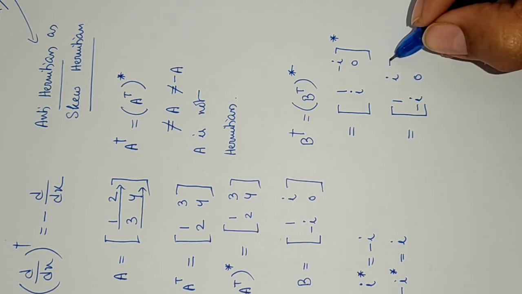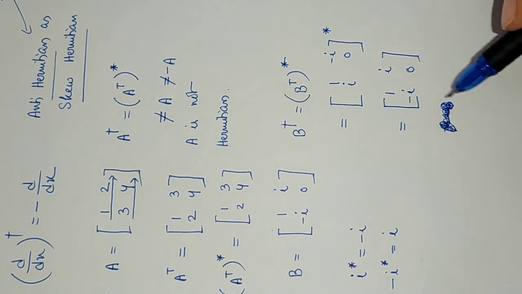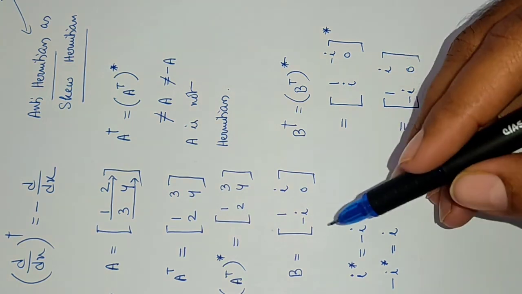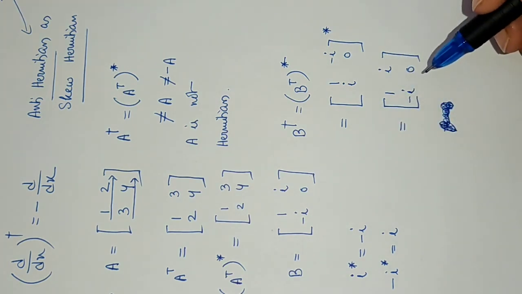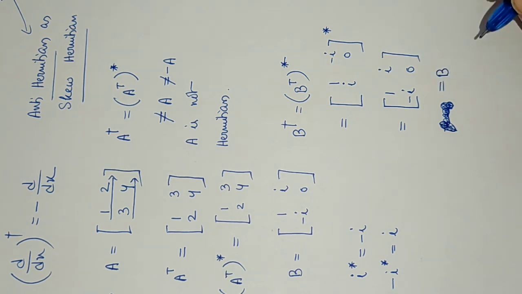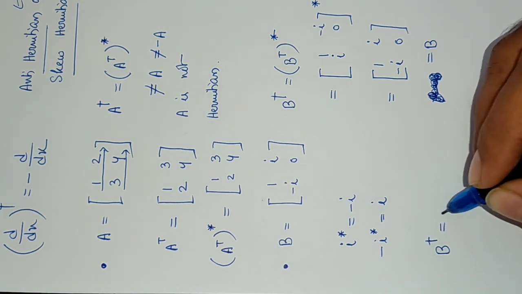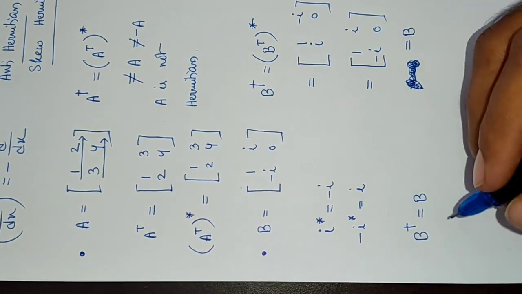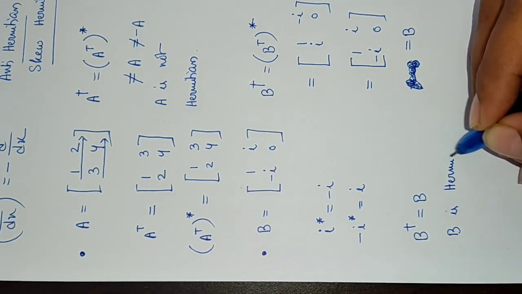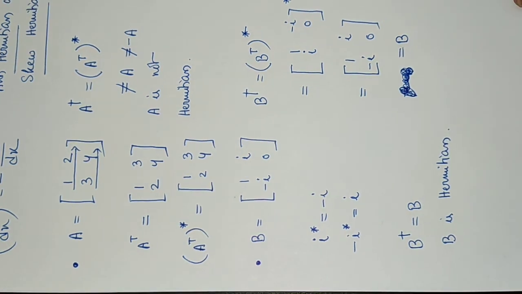And 0 star will be 0. Now, check whether it is B or not. Compare it with B: 1, i, minus i, 0. 1, i, minus i, 0. So it is equal to B. Now, the adjoint of B is equal to B. It indicates that B is Hermitian.